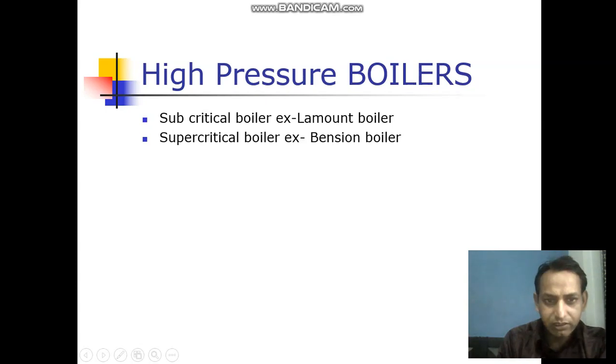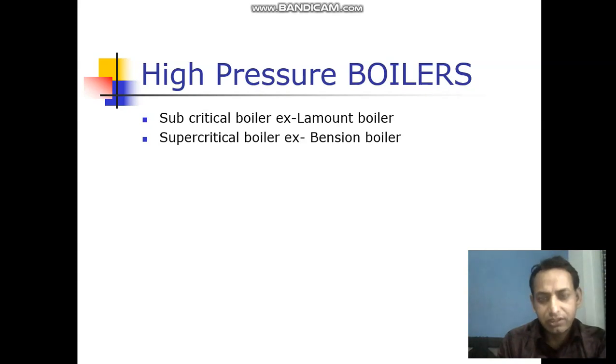Dear student, welcome to the new topic in the boiler, or the continuation of the boiler. In the previous tutorial we discussed the low pressure boiler. Now this time it is the high pressure boiler. In high pressure boilers, two classifications are given: one is called the subcritical boiler, another is called the supercritical boiler.